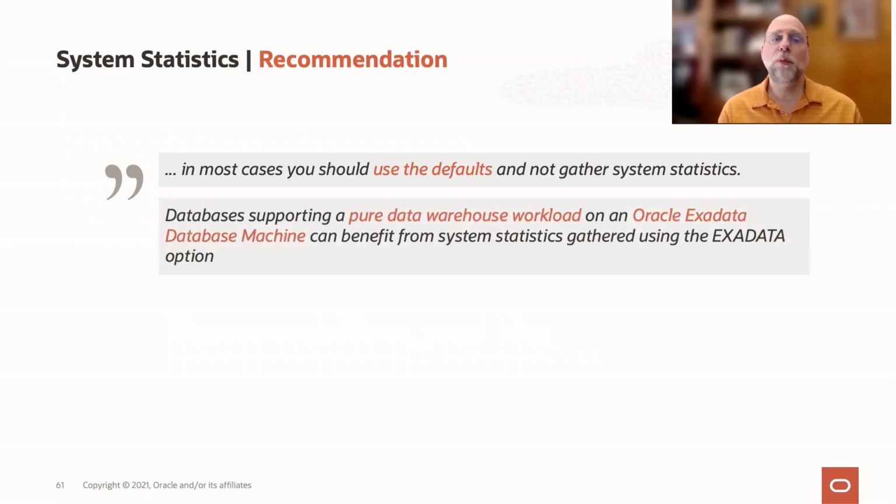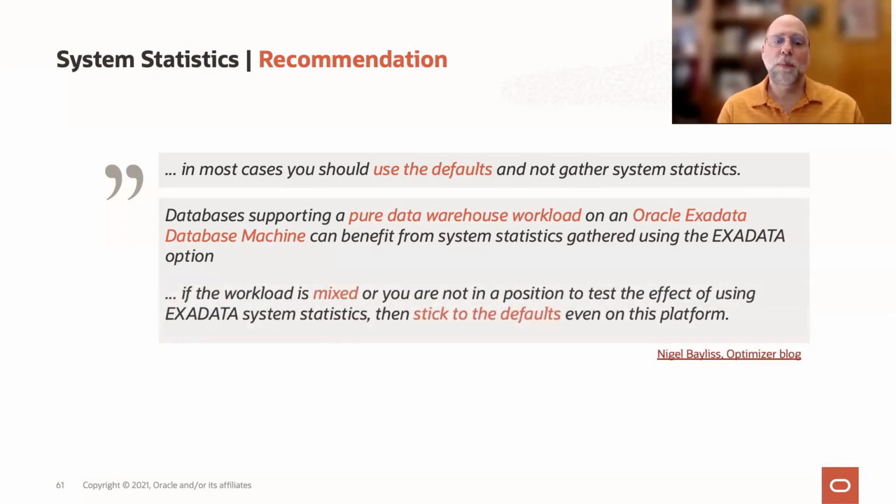There is one case where we would recommend gathering system stats, and that's if you have a pure data warehouse workload on an Exadata system. That will really tilt the use of the I/O subsystem for your typical data warehousing query patterns. The way it accesses a long-running query, returns maybe a large data set instead of that individual, very quick OLTP type of access. But if your workload is mixed, if you have any OLTP in there, just use the defaults. That's going to be your best bet. So hopefully that demystifies system stats for you a little bit.